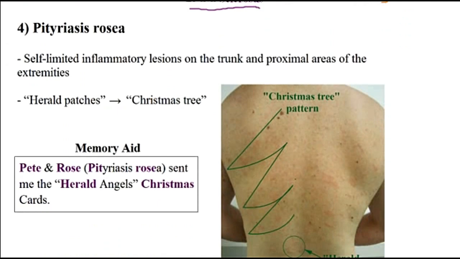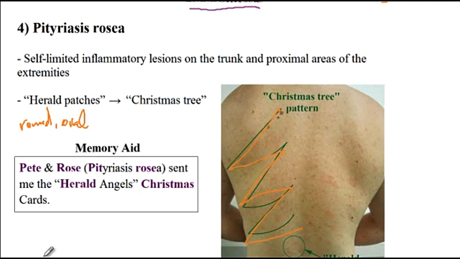The next condition is Pityriasis Rosea, which is a self-limited inflammatory condition that is seen on the trunk and proximal areas of the extremities. These lesions usually start as herald patches, which present as round, oval patches that resemble a ringworm. Here is an example of a herald patch. Later on, they present as a generalized rash with a Christmas tree appearance. The memory aid that I have for you is that Pete and Rose, so Pityriasis Rosea, sent me the Herald Angels Christmas cards. So the Christmas tree appearance of the lesions and the herald patches are characteristic of Pityriasis Rosea.